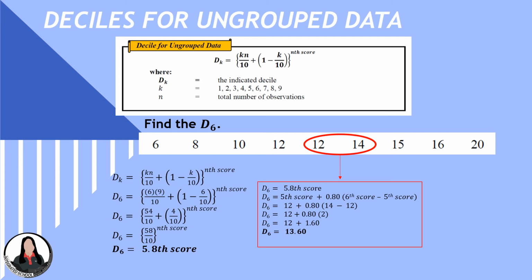Because as I told you, D sub 6 is found in the values between the 5th and 6th score. Okay? So, therefore, 60% of the scores in the distribution are less than 13.6.